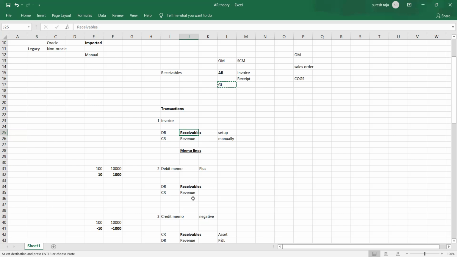Check the next entry, debit memo. That is also receivable to revenue. Why are both the same? It's always the same, right? So in AP, both are negative. Why in AR do you want the same positive?